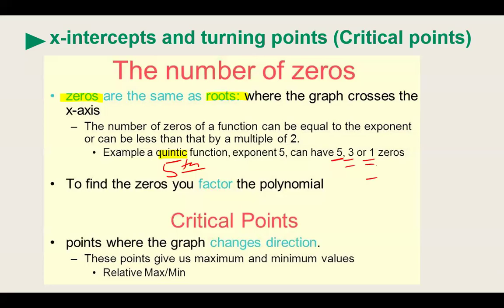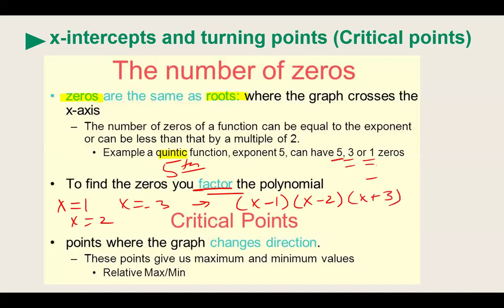To find the zeros, you factor the polynomial. Your zeros are from your factors, okay? So your zeros are your factors. Meaning that if I know that I have a 0 at x equals 1, a 0 at x equals 2, and a 0 at x equals -3, then I know that my factors are going to be x minus 1, x minus 2, and x plus 3, because our x's are liars, and that's why they're x's, okay? They're going to always be the opposite of each other. So your zeros and your factors are opposites.